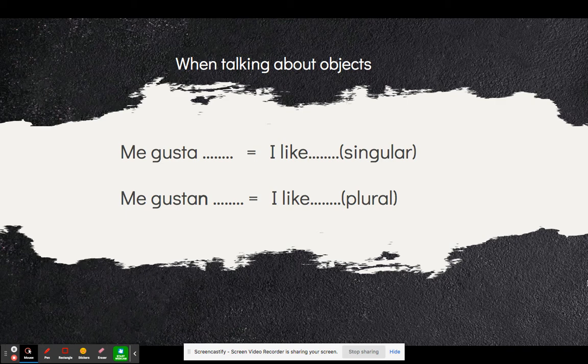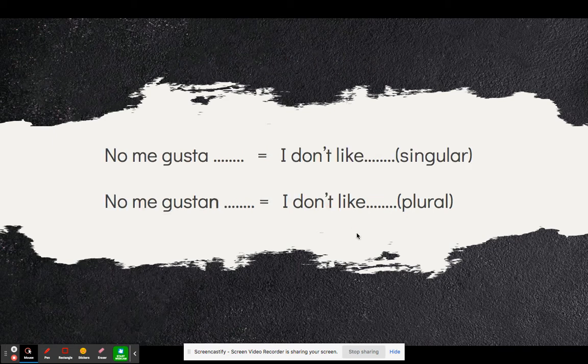So when we are talking about objects, me gusta means I like when you're talking about a singular object, just one object, right? But if you are talking about more than one object, you would say me gustan. Gustarse is a reflexive verb. We don't need to go into all of that. All you have to know is whether to say gusta when you like one thing or gustan when you like more than one thing. Okay? Here we go. And when you don't like something, because sometimes you don't like foods, right? You would say no me gusta. The no goes out in front, and that's all you have to remember.